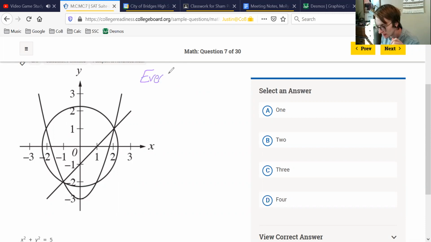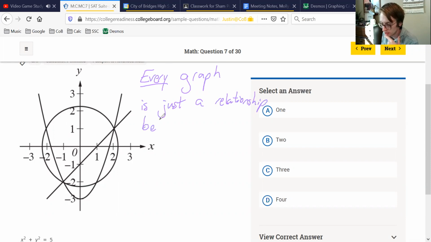Every graph, every single one you've ever made in your entire life is just a relationship between two things. Every single graph is just plotting the relationship between two variables.